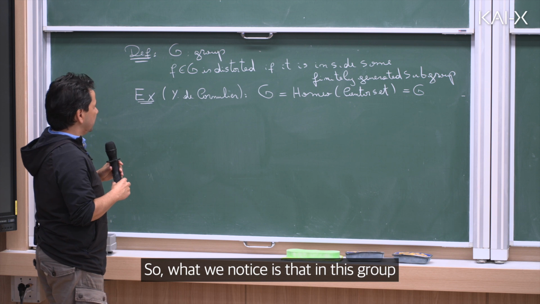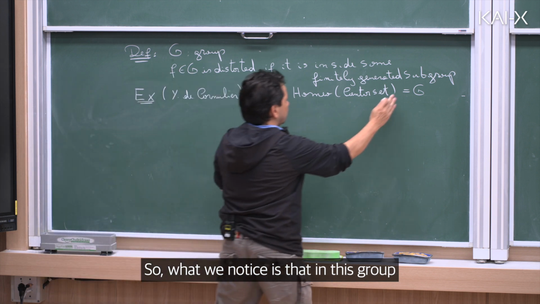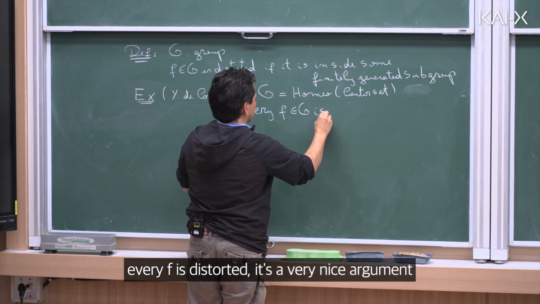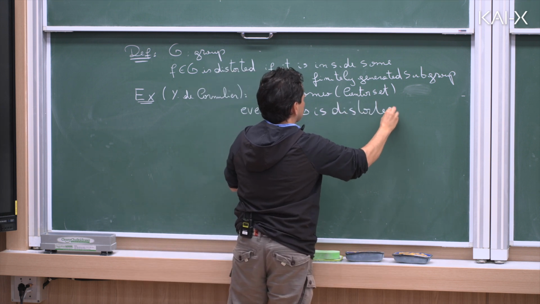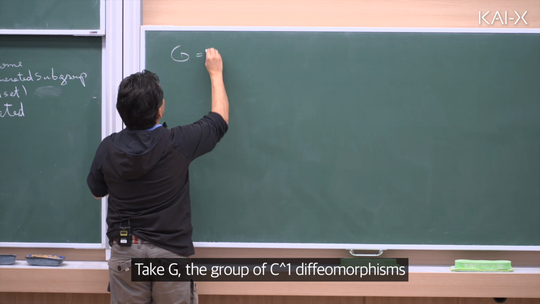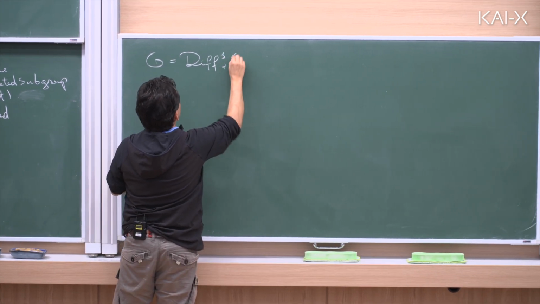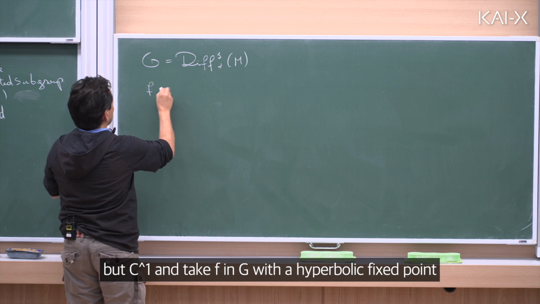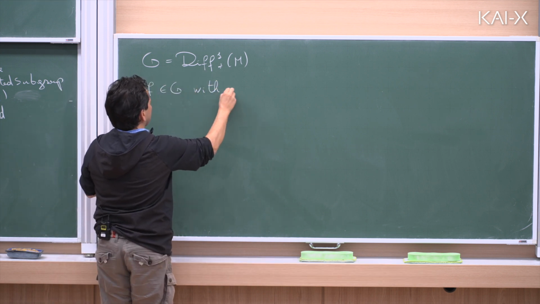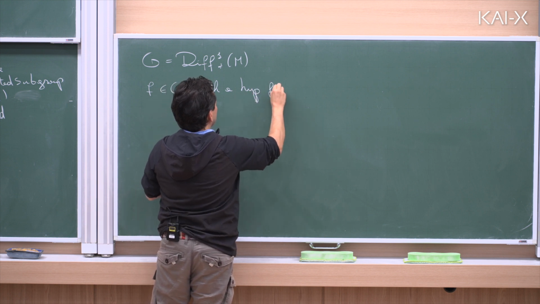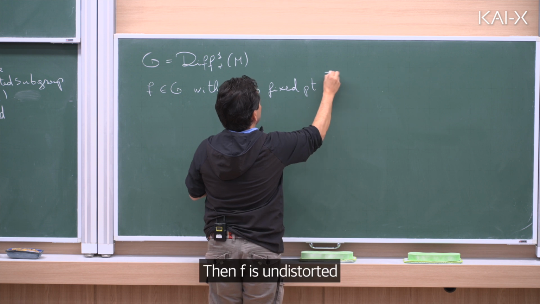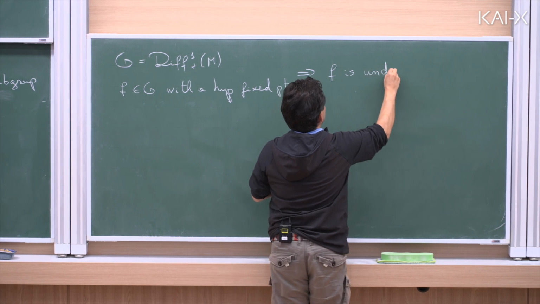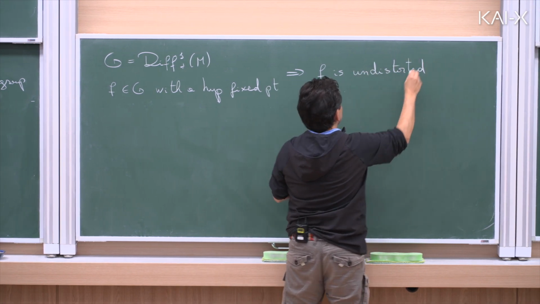So what Navas notices is that in this group, every f is distorted. It's a very nice argument. Take G, the group of C1 diffeomorphisms of any manifold, but C1, and take f in G with a hyperbolic fixed point. Then f is undistorted.